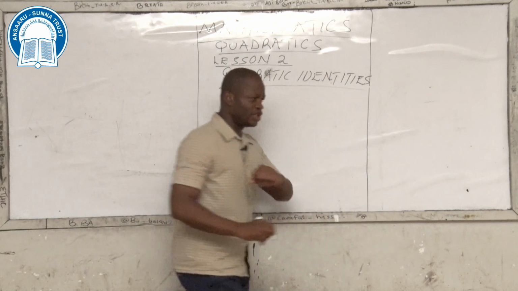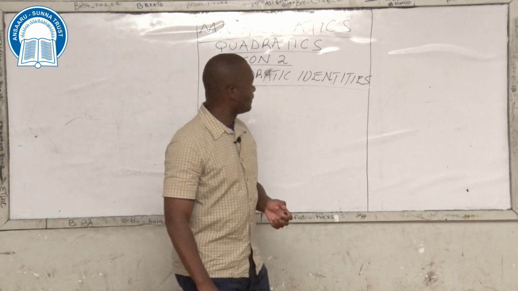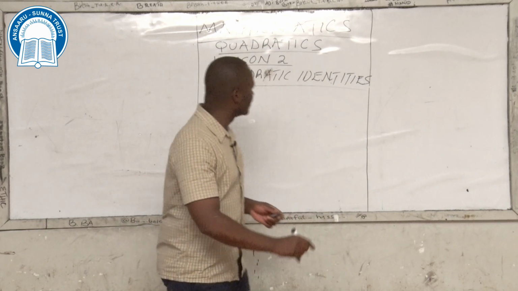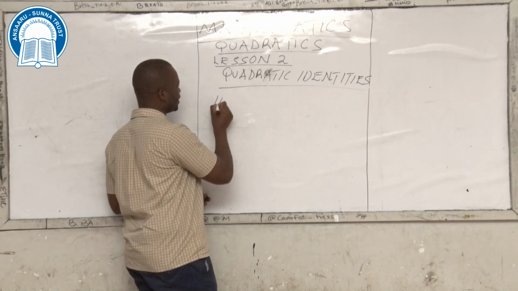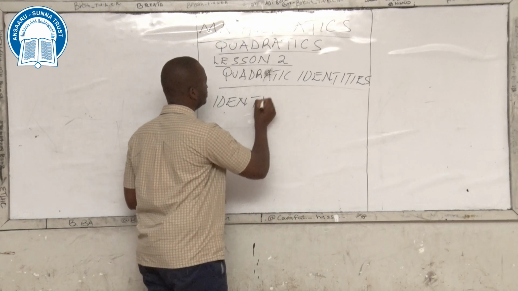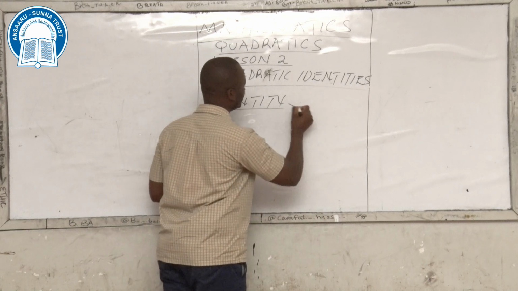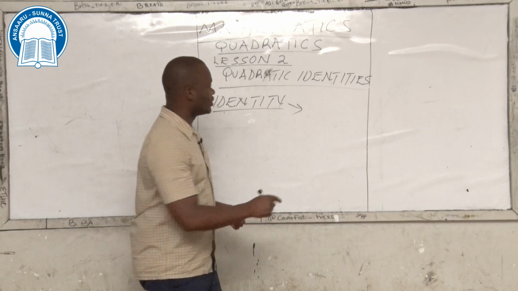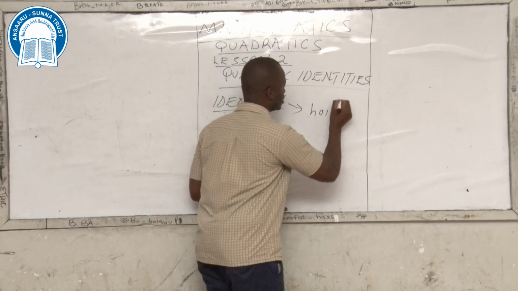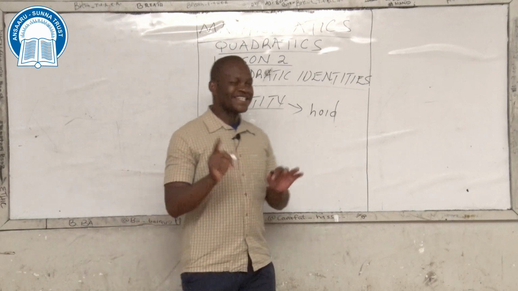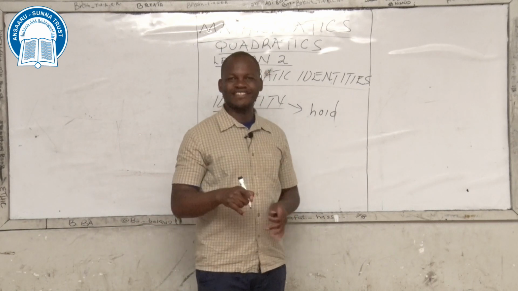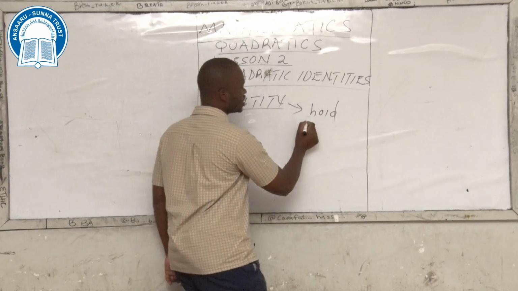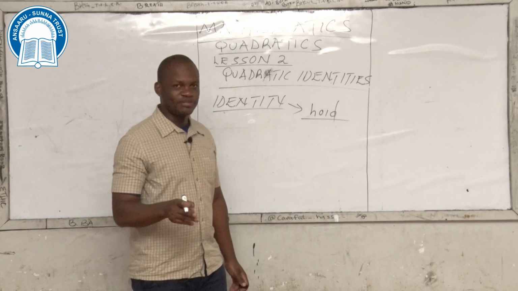Now, to begin with, we must be able to understand what the term identity means. An identity is simply an equation which will always hold regardless of the changes in the values of the variable in that equation. By holding, I mean the equation will always be true.